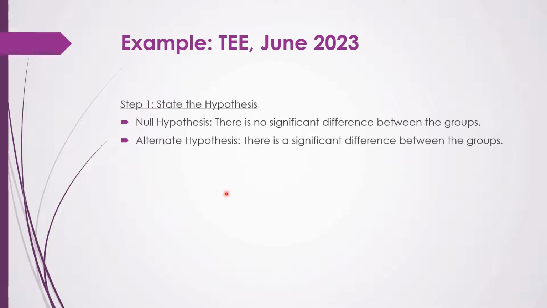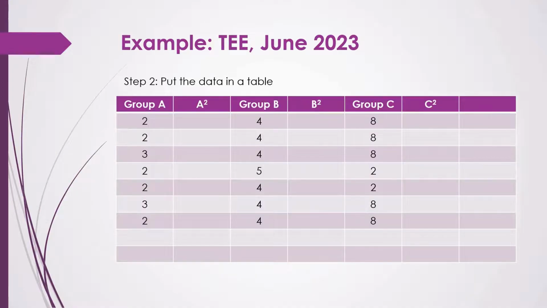For any question on solving ANOVA you get in your exam, the first step you can write as it is: the null hypothesis would be there is no significant difference between the groups. An alternate hypothesis, there is a significant difference between the groups. The second step would be to put the data in a table.